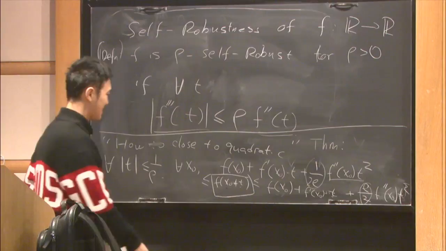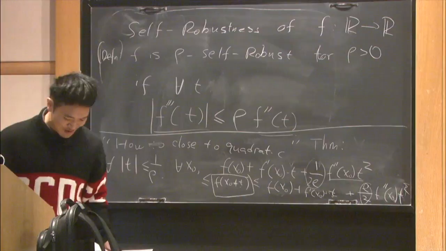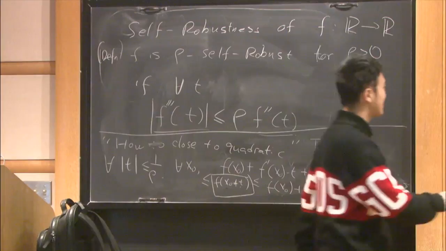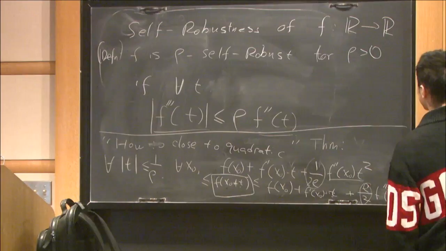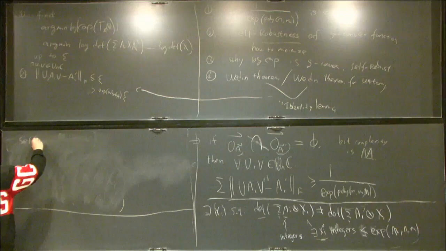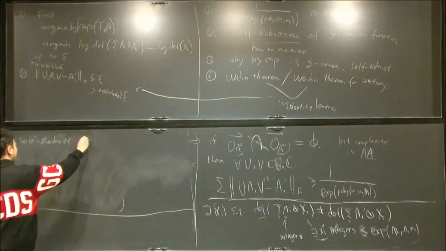OK, so this is very simple, so I'm not going to prove it. But using this lemma, we can see what is a general framework to minimize a self-robust geodesic convex function. So what is self-robust for a geodesic convex function?